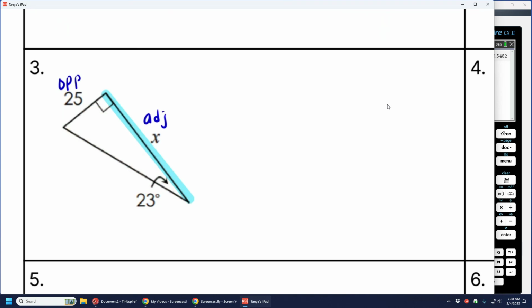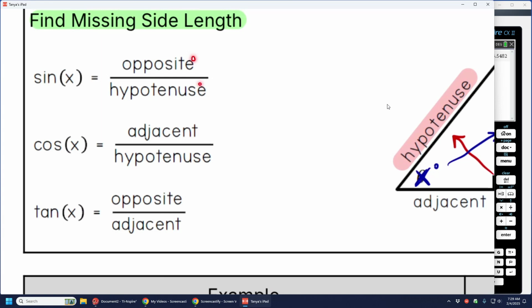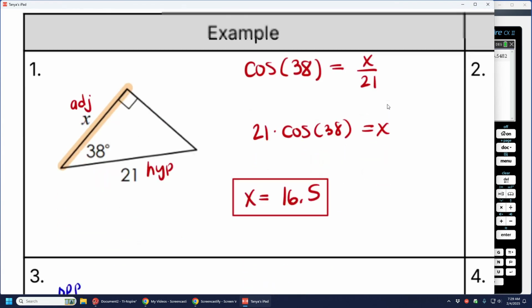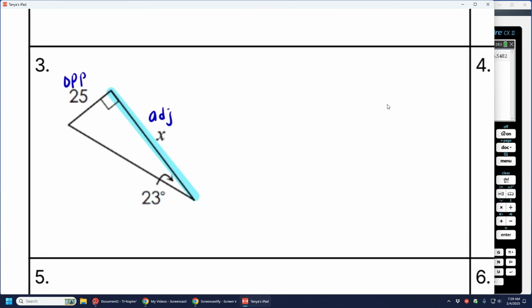So when I look at my trig ratios, I want the one that uses opposite and adjacent. Okay, so up here, here's opposite, but that's hypotenuse. Opposite and adjacent, so we're going to use tangent. Okay, so tan, parentheses 23, so always the angle, equals opposite over adjacent. So that's going to be 25 over x.